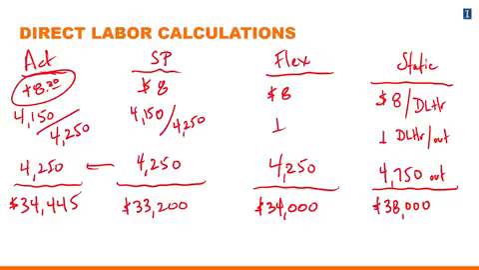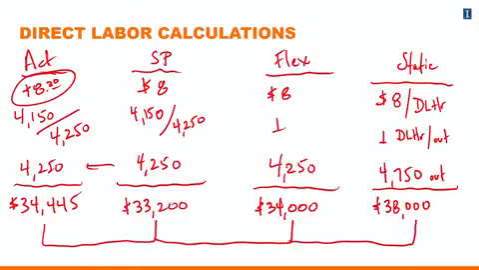So, calculating our variances, our actual comparison to the standard price comparison yields our spending variance for direct labor in this case. That difference is 1,245. The difference between the standard price column and the flexible column is referred to as the efficiency variance for direct labor, and that difference is 800. And the difference between the flexible budget and the static budget is $4,000.